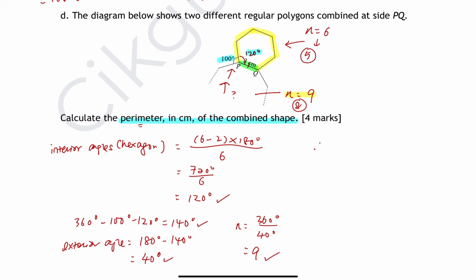Okay, so for your total perimeter, you will use 5 plus 8 multiply with 3 cm. Okay, so 5 plus 8 is 13. 13 times 3, you get 39 cm. And this is the answer for your D.